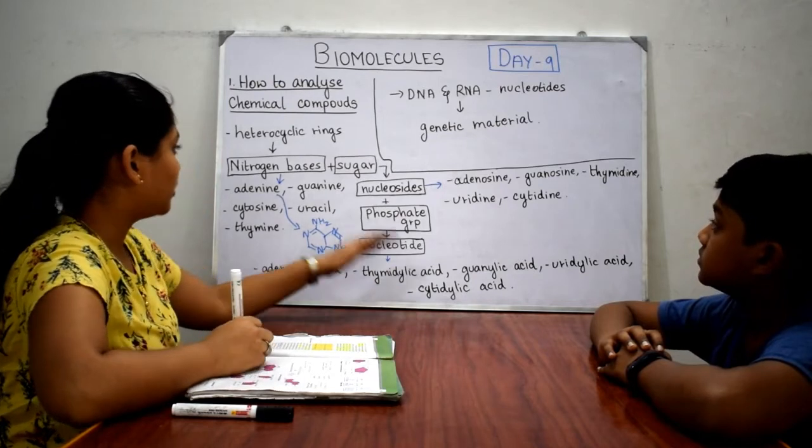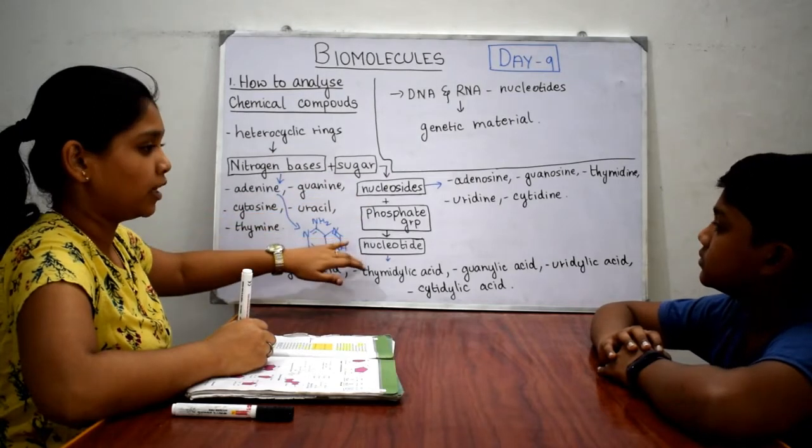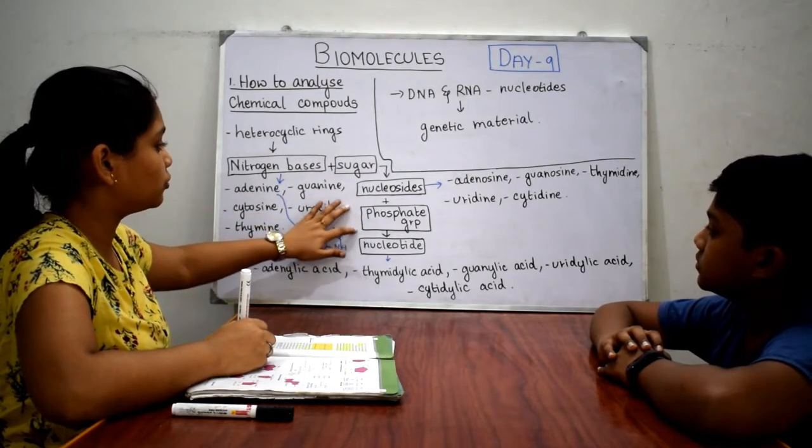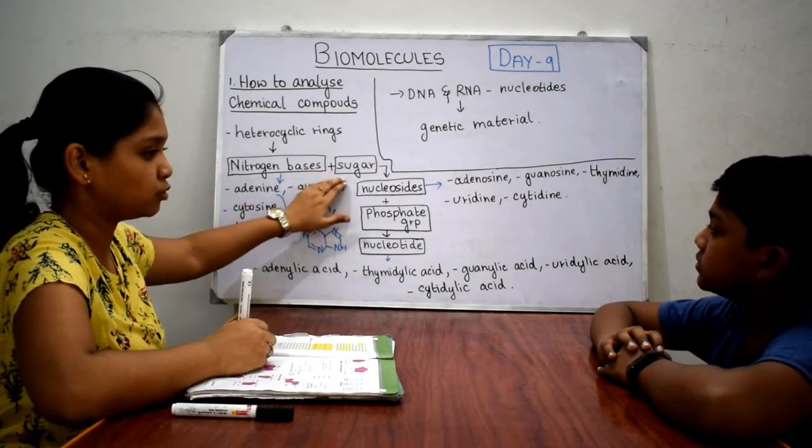So can you understand what are nitrogen bases, sugar, nucleosides and nucleotides? A nucleotide is when a phosphate group is attached to a nucleoside. And a nucleoside is nothing but nitrogen bases plus sugar.